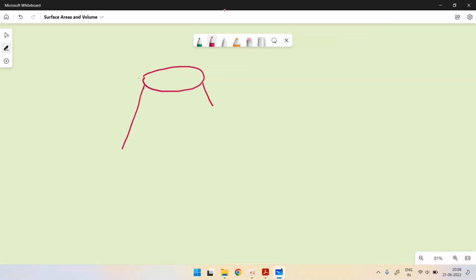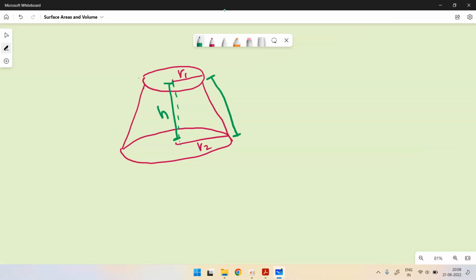A bucket, a glass, anything you can imagine. Here the railways will not be seen. Suppose this is R1, this is R2, but this is H, the height, and this is L. I know you know what this is: a slant height, and there is a relation between L, H, R1, R2.